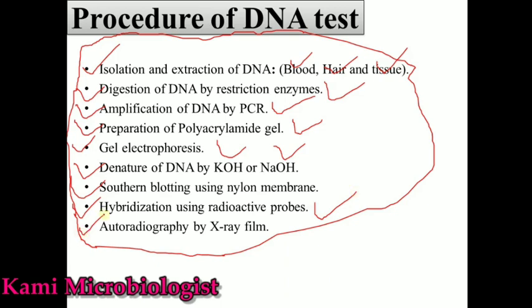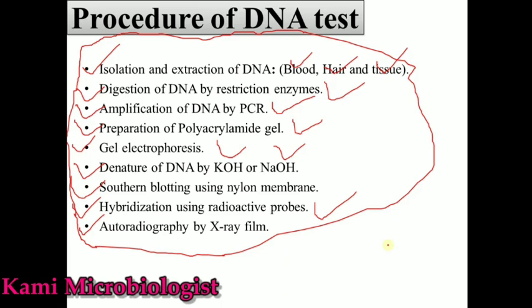Last, we have autoradiography, in which we use X-ray film, through which we can easily visualize the DNA in the form of bands. So this is actually the procedure of DNA fingerprinting. Now let's talk about the explanation of these steps.